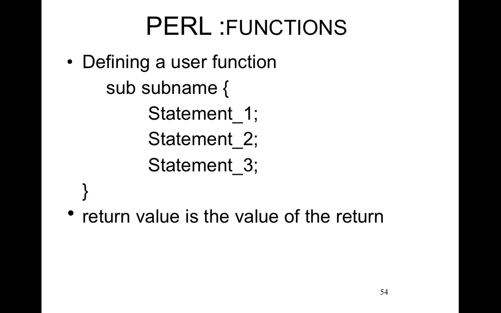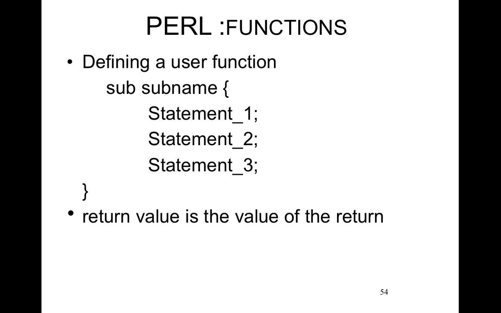Define a function, user function. We have a sub function. Statement 1, statement 2, statement 3 returns a value at the value of the return. So the return value is the value of the return, if there is a return, but we have no return here. So that statement 1, statement 2, statement 3 would be executed. So it's a definition of creating a sub and then a name of a sub.